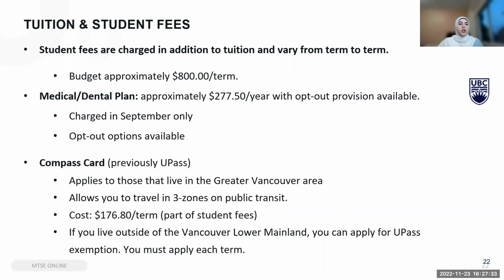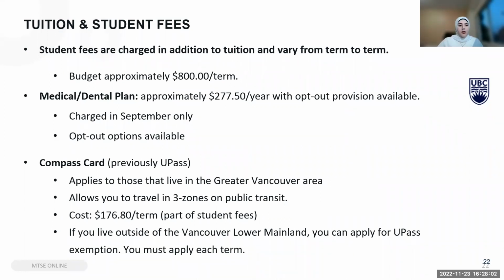Student fees are charged in addition to tuition and vary from term to term, budgeted at approximately $800 per term. Medical and dental plan, approximately $277 and some change per year, with an opt-out option available. They're charged in September only, and opt-out option is available.